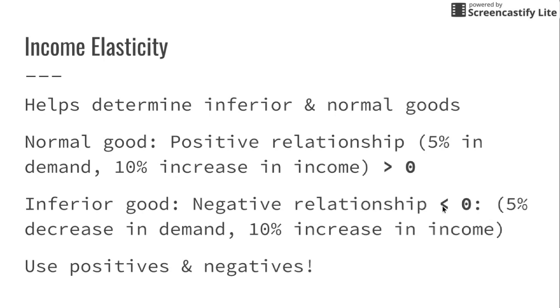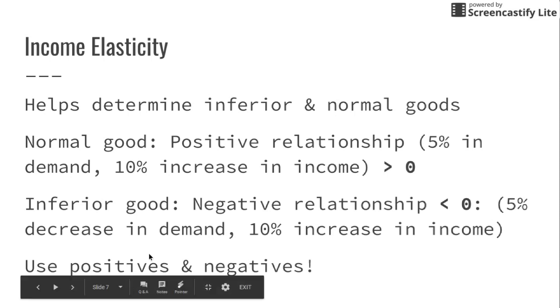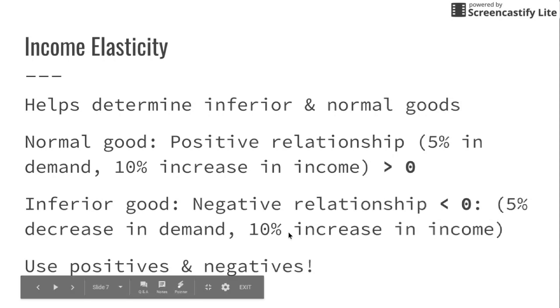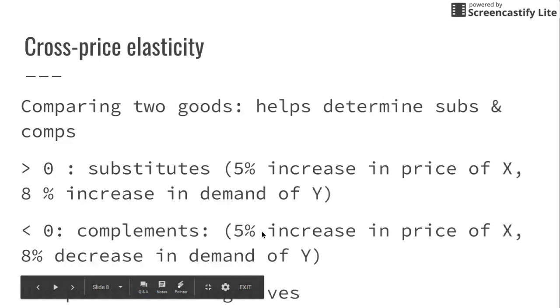If you have a number that is negative, less than 0, then that's an inferior good. An example I give there: if income increased by 10%, demand fell by 5%. Once you see that, that should pop in your head. If income's increasing and demand is decreasing, it's going to be an inferior good. Remember to use positives and negatives here because that'll lead you to the answer. Negative number, inferior. Positive number, it's a normal good.